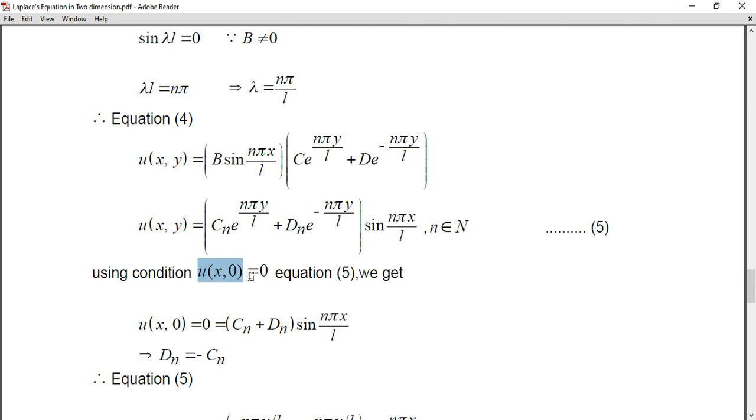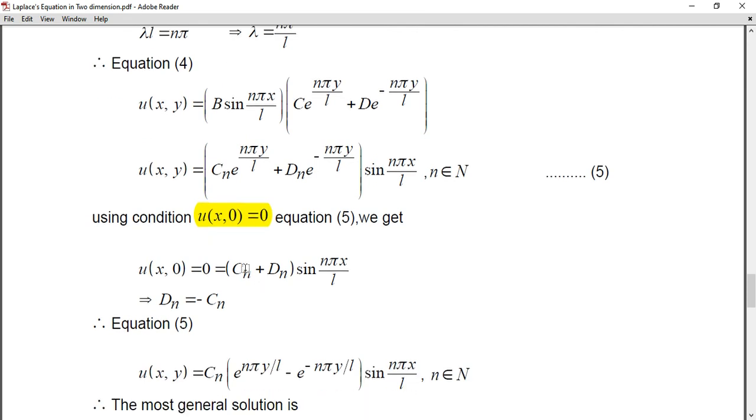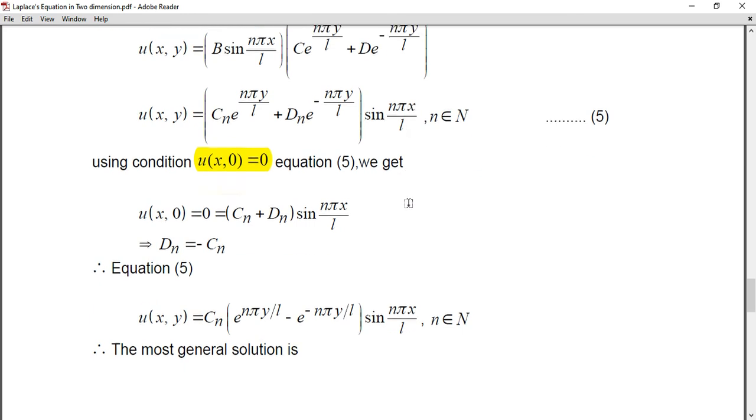Now third condition, when y equals 0, u is 0. When we put y equals 0 in equation number 5, we will find e raised to power 0 is 1, e raised to power minus 0 is 1. It means (c_n plus d_n) sin(nπx/L). x varies, x is taking values, so sin(nπx/L) can't be 0, so c_n plus d_n equals 0. From this equation we will find d_n equals minus c_n. Again we put these values in equation 5, we will find this equation.